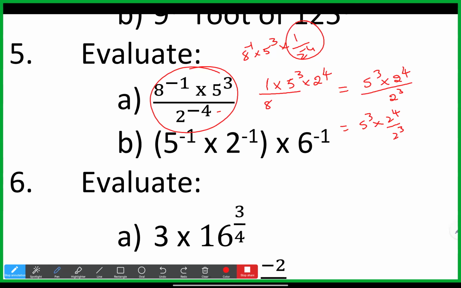So next one. Now again, which law for this? A power m by a power n is equal to a power m minus n. So it will become 2 power 4 minus 3.